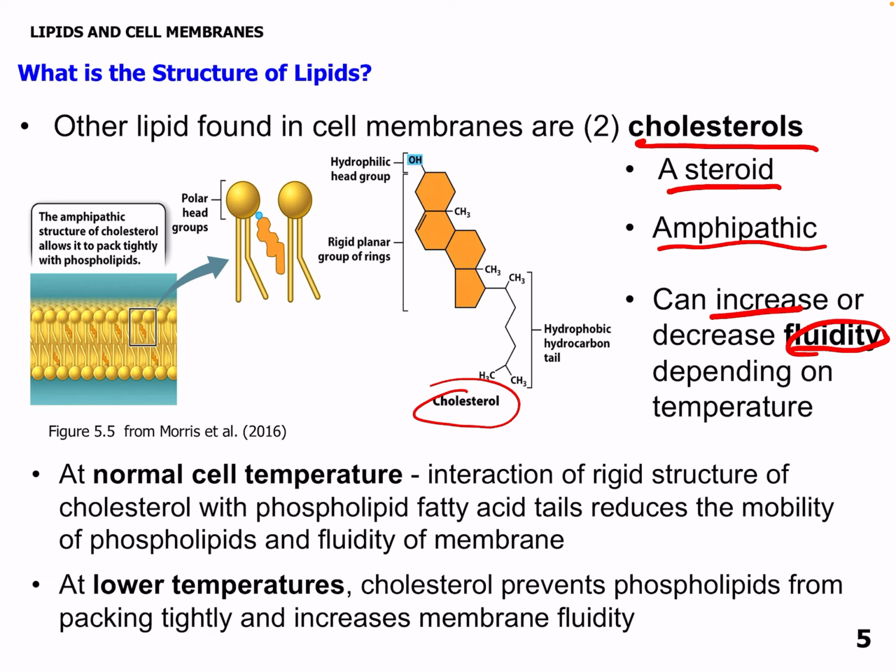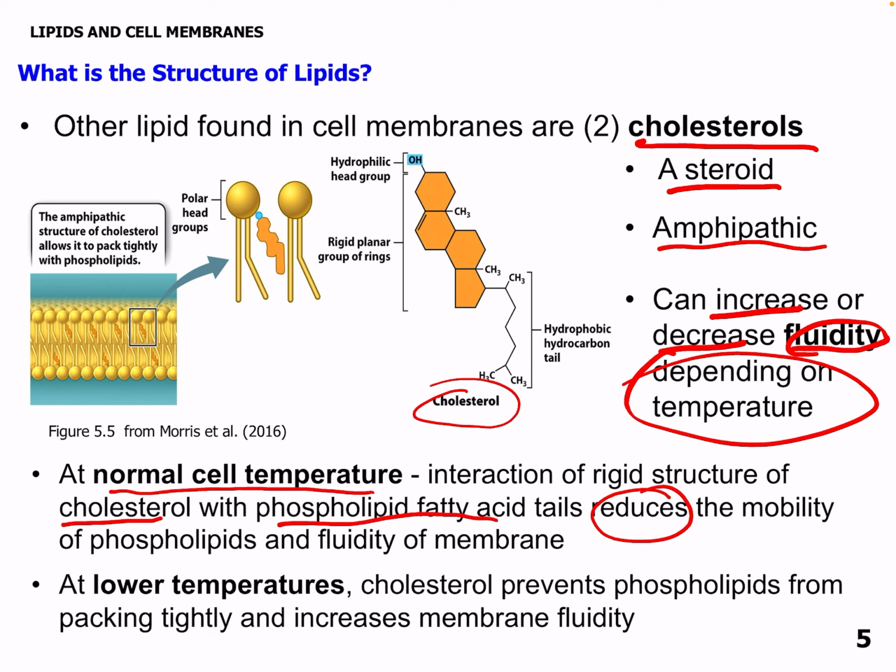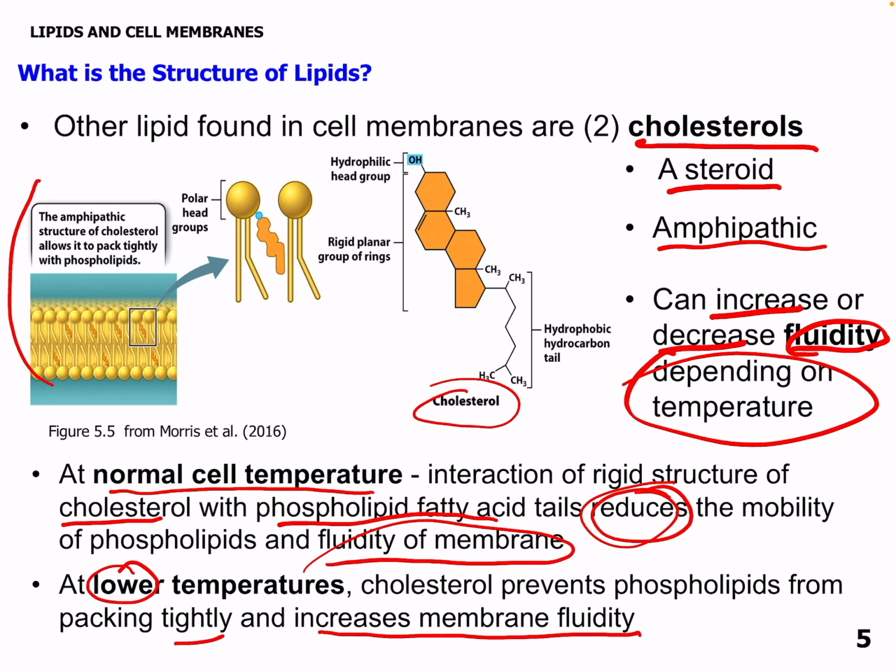Cholesterol can increase or decrease the fluidity of the cell membrane depending on the temperature, which is very important. At a normal cell temperature, the interaction of the rigid structure of cholesterol with the phospholipid fatty acid tails reduces the mobility of the phospholipids and the fluidity of the membrane. At lower temperatures, during the cold, cholesterol prevents phospholipids from packing tightly and increases membrane fluidity. The amphipathic structure of cholesterol allows it to pack tightly with phospholipids. So you can see it's within the cell membrane.